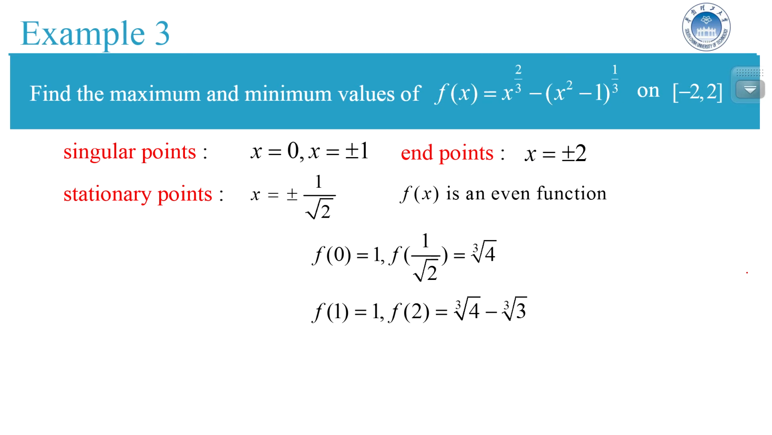So now the last step, compare the values at different critical points. Compare each other. This is our maximum value. This is our minimum value. So we have our final result. The corresponding maximum and minimum values are obtained.